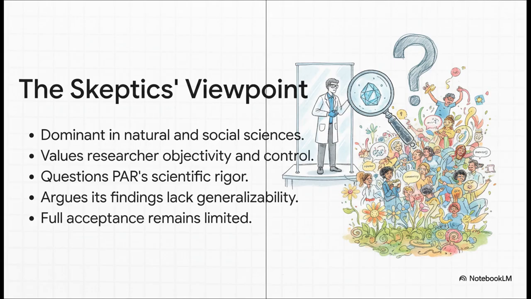From that point of view, PAR just looks kind of messy. The skeptics ask, how can you possibly be unbiased if you're involved, if you're part of the action? And they've got another big question. If you find a solution that works for one very specific neighborhood, how on earth can you say that solution will work everywhere else? These are tough questions, and they're the reason PAR has had a hard time getting full acceptance in some academic circles.